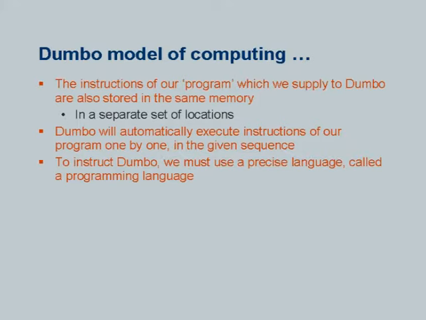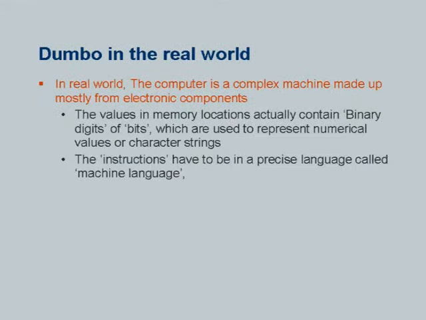We now proceed to further expand this simplistic model around Dumbo to a real world computer. So we say that Dumbo in the real world is actually a computer machine. We observe, however, that a computer is a complex machine made up mostly from electronic components. Now, the values in memory locations will actually contain binary digits or bits which are used to represent numerical values or character strings, or for that matter the picture element intensity or any other symbolic representation of information that we wish. The point that we are making here, very subtly but importantly, is that internal representation in an actual computer will be done using binary digits or bits.